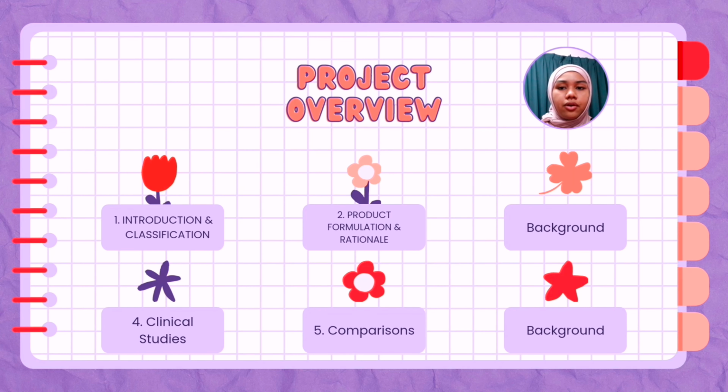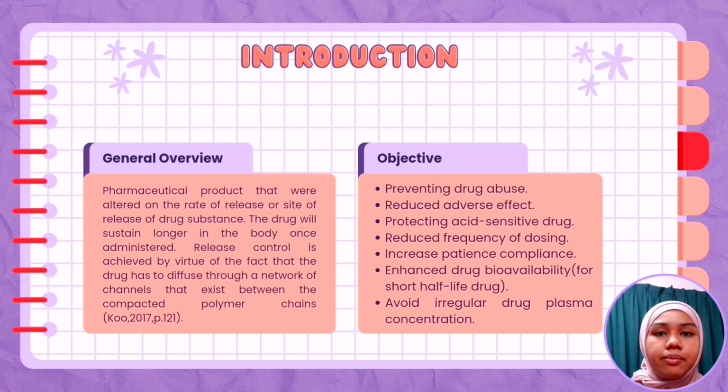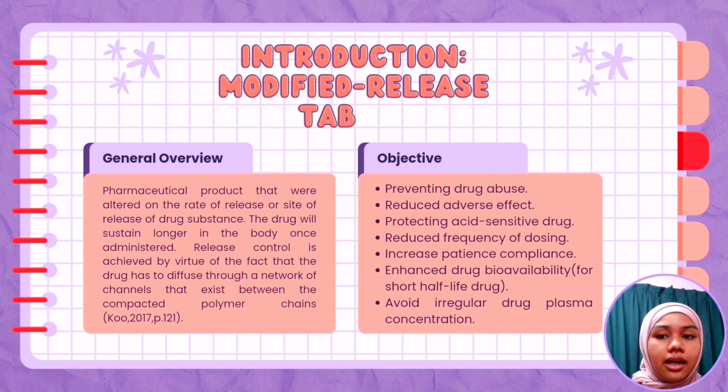This is the overview of our project. The modified release tablet is a pharmaceutical product that is altered in the rate of release and the site of release of the drug substance of the medication itself. The function of this modified release tablet is to sustain longer in the body of a human when administered orally. The release control is achieved by diffusion through a network of channels that exists between the compacted layer of polymer of the tablet.